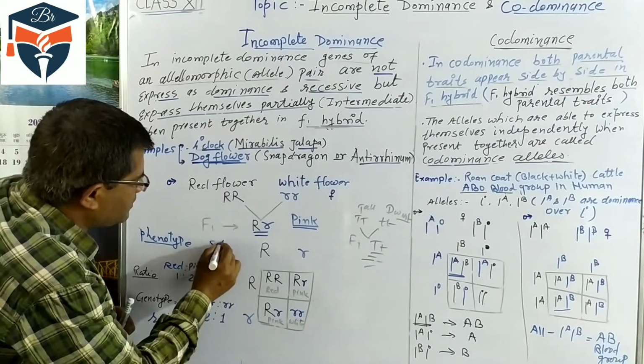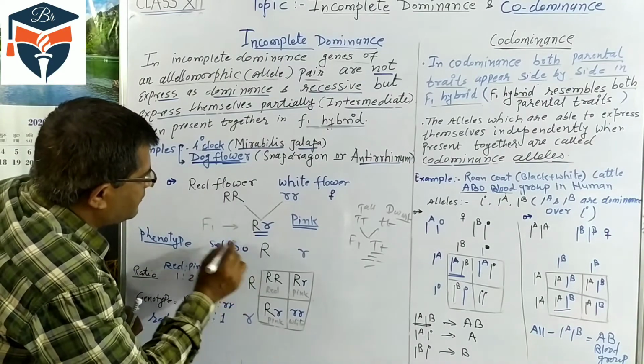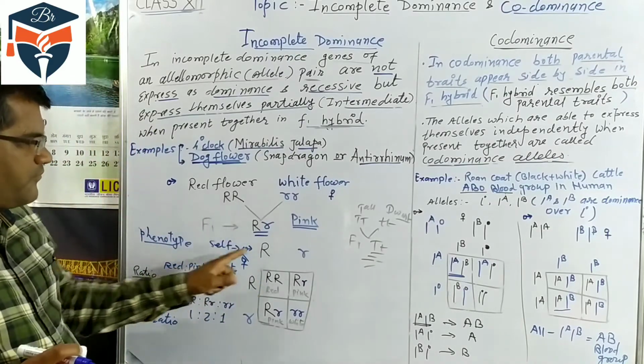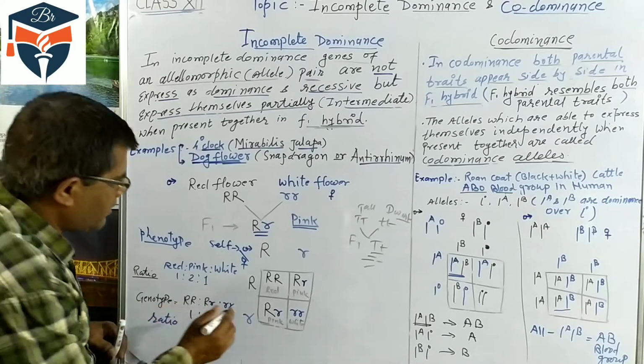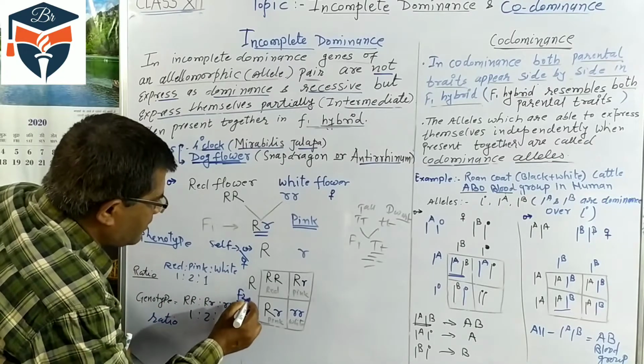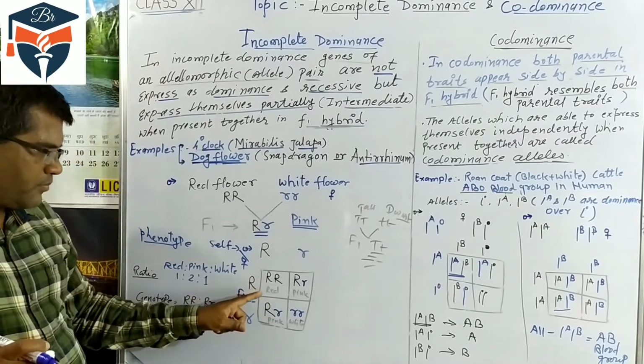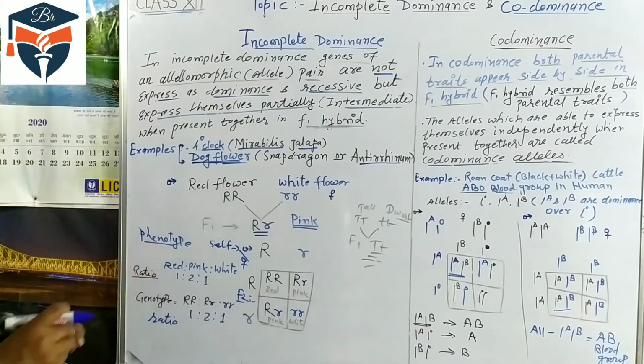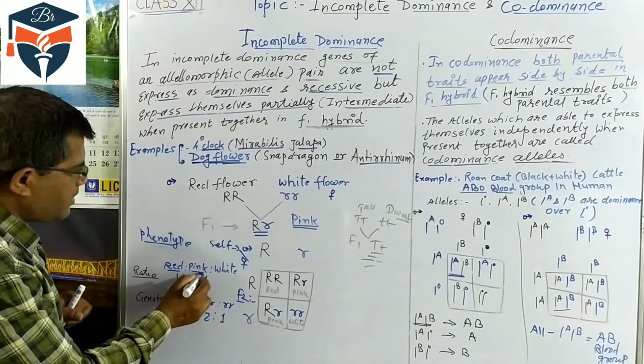So self-pollination is done. After the self-pollination, this parent is male and another is female. If self-pollination is done in the F2 generation, what happens? In the F2 generation, this is obtained: red, pink, pink and white. It means the phenotype ratio comes: red, pink, white.